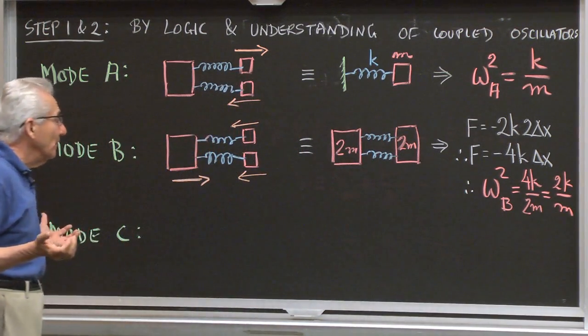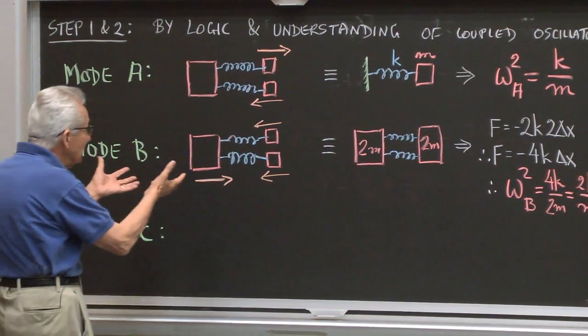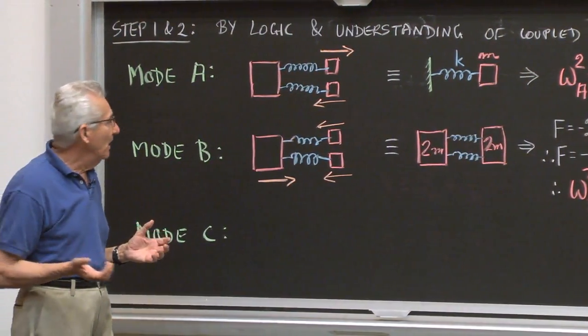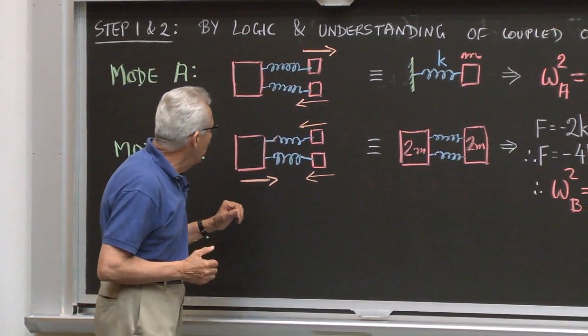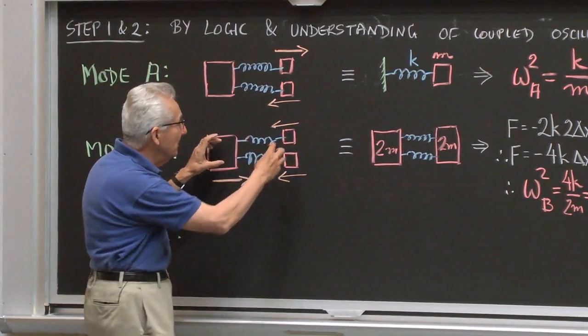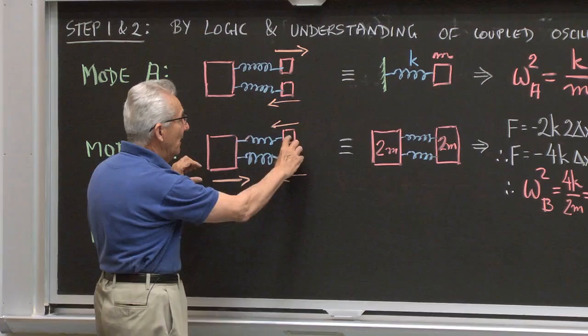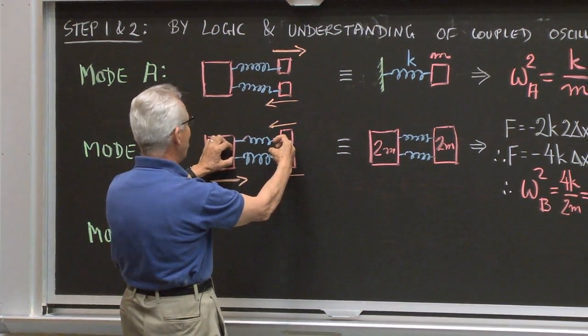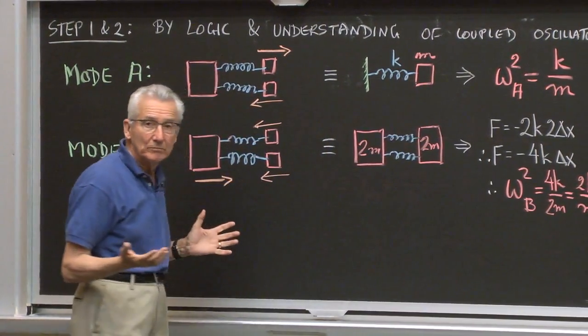Let's look for another one. We stare at this, and we see, oh, sure, there's another one. Another one is where I take simply these two masses and simultaneously pull them out and this mass away and let go.